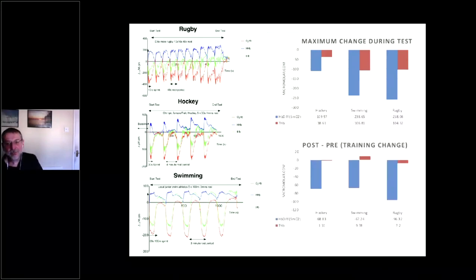But then we did post minus pre-training change, and I showed a bit of this with the hockey players. If we took the same test post and pre-training, we saw a difference in the saturations. There was a bigger saturation change, but there was no change in the volume change. We interpret that as being an oxygen consumption change, but we don't know. And we're really interested to see if other people's studies show similar things with the Moxie.